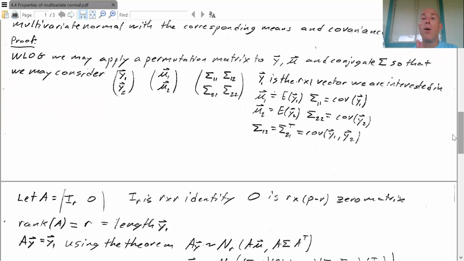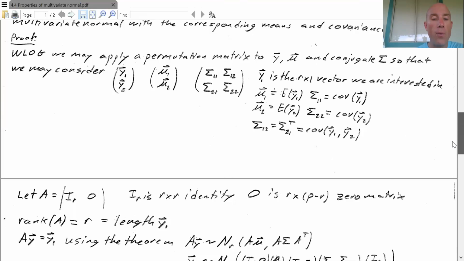Now that we have things in an easy representation to work with, I'm going to choose some objects that will carry us through the proof. I'm going to say that A is the identity matrix and the zero matrix placed next to each other. I is the R by R identity matrix, and 0 is the R by P minus R zero matrix. A has as many columns as Y has entries, but it only has R rows. The rank of A is equal to R, which is the length of Y1. That's not a coincidence, but I picked it that way for a reason.